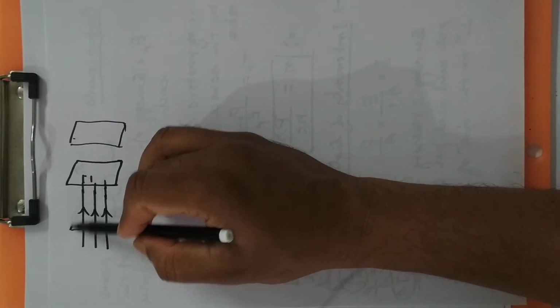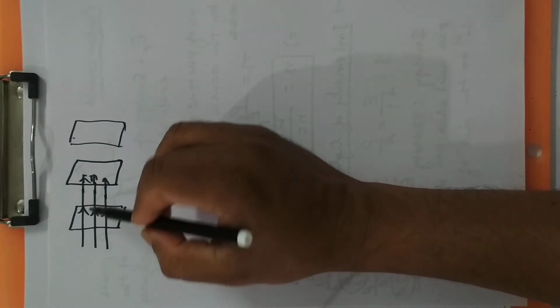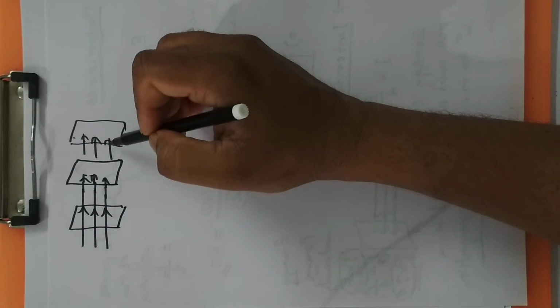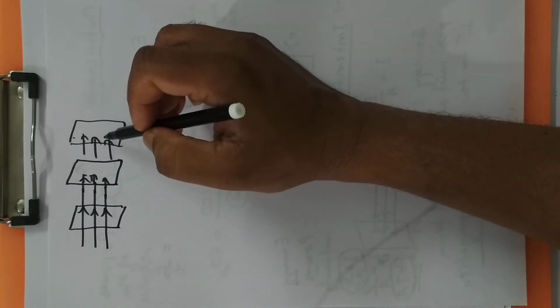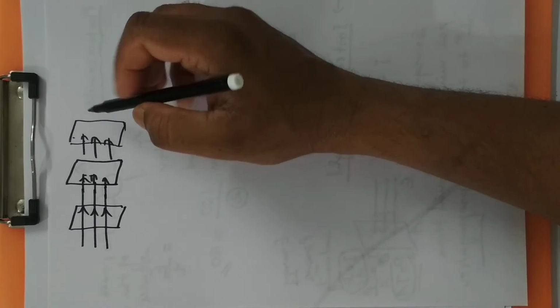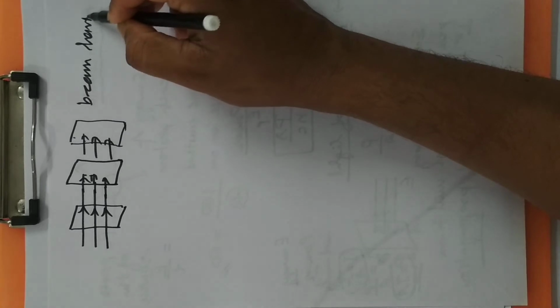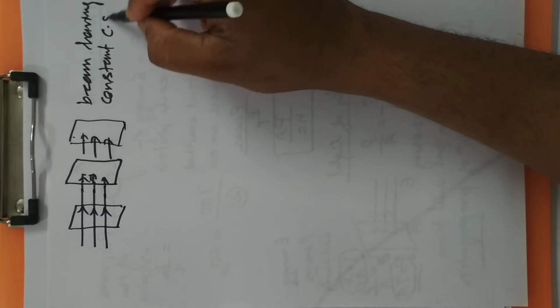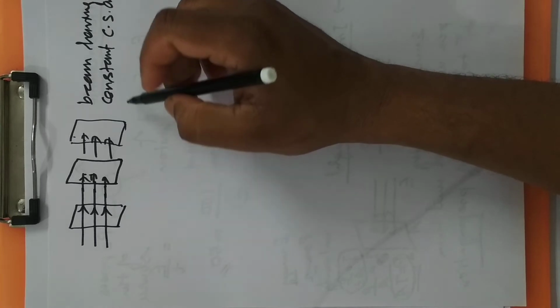You can consider the surface here also. Wherever you consider the surface normal to the beam, at every point the same amount of light will be crossing per unit area per unit time. So in this situation, what will happen? For a beam having constant cross-sectional area, its intensity at every point remains constant.